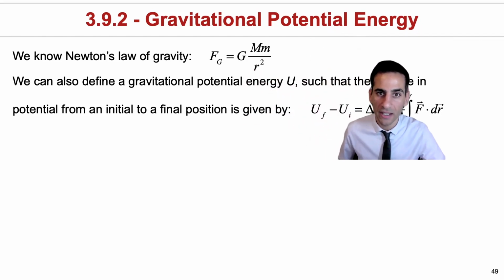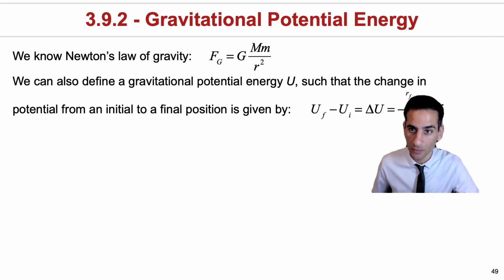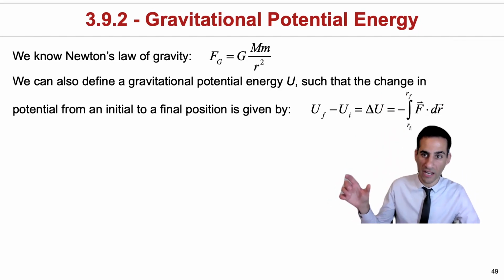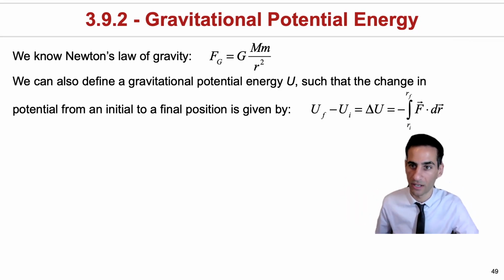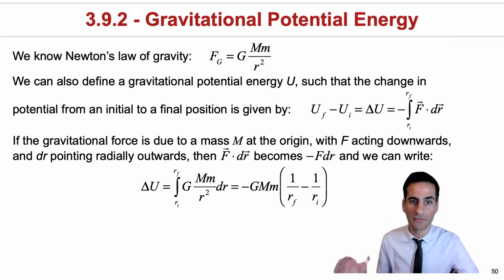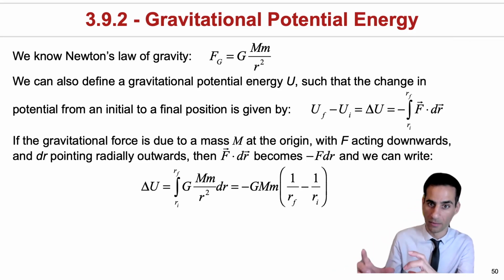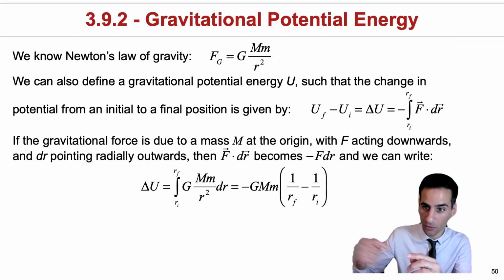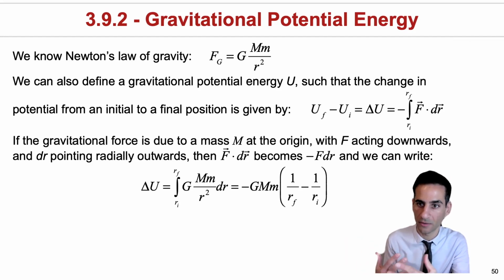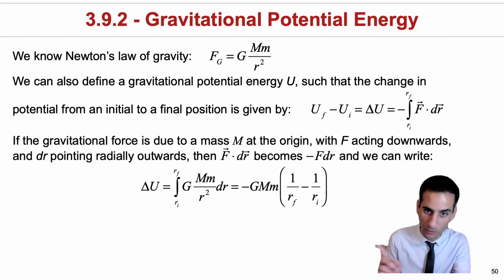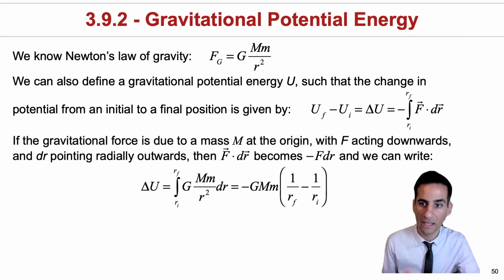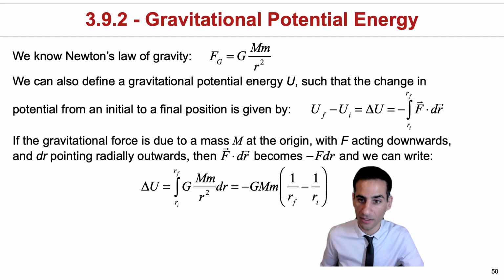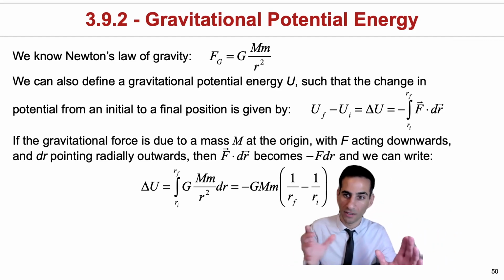We can define gravitational potential energy U in a way that the change from the initial to final position is just given by the integral over here. Now, if the gravitational force is due to a mass big M at the origin, with F acting downwards, and this is important because gravity is a central force, and dr pointing radially outwards, then the dot product simply becomes minus F dr.